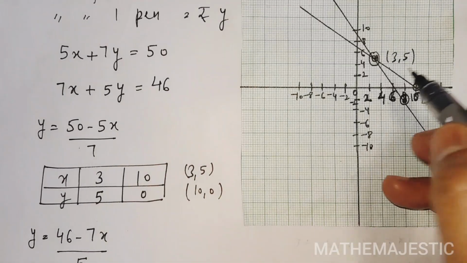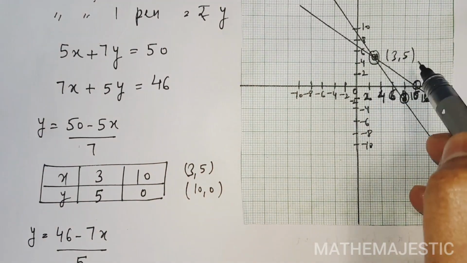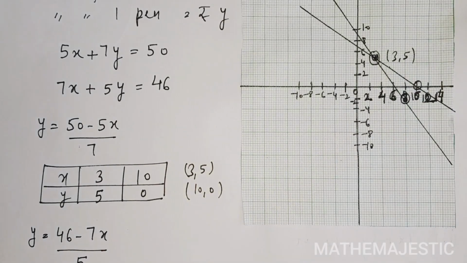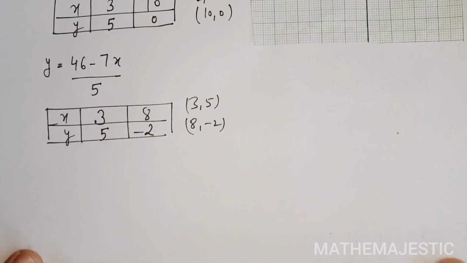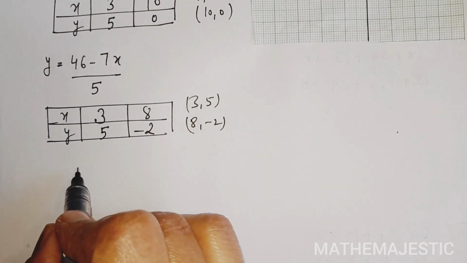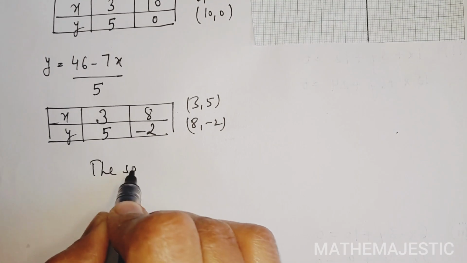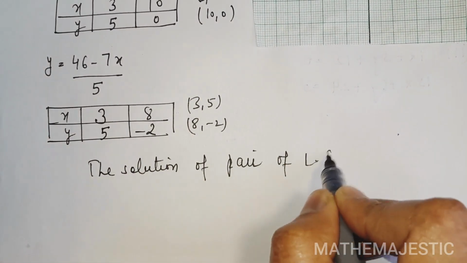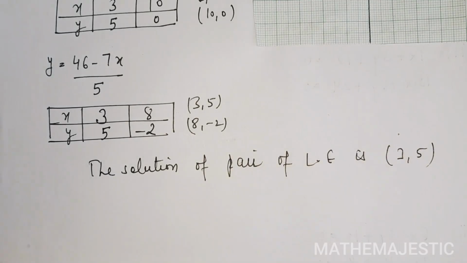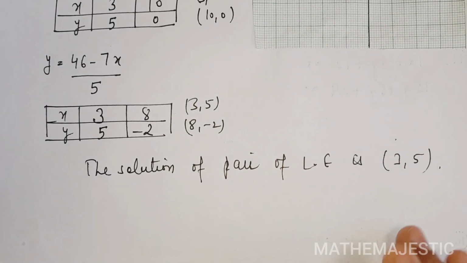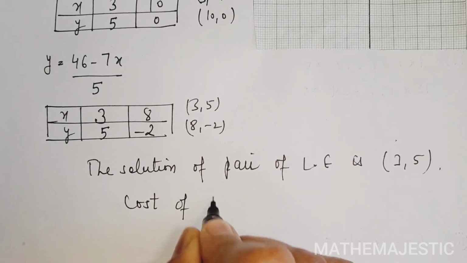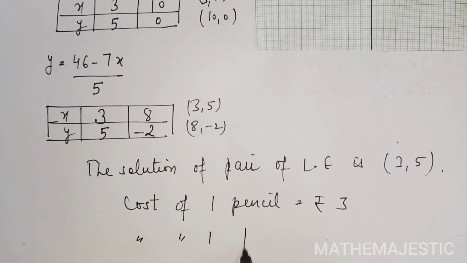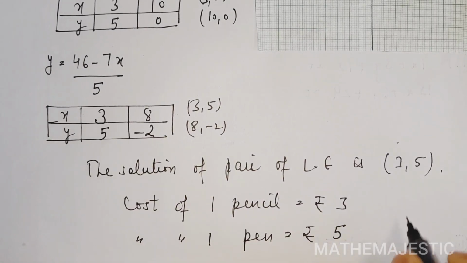So now the intersection point is this point, and we already have the coordinates 3 and 5. That means the value of x is 3 here and the value of y is 5. So the common solution of both the equations, the solution of the pair of linear equations, is here, 3, 5. The intersection point of both is the solution, and x represents the cost of a pencil. So that means the cost of one pencil is rupees 3 and the cost of one pen is rupees 5. That is our answer.